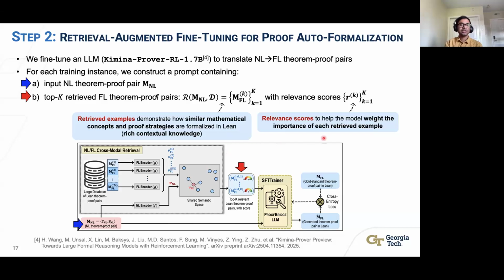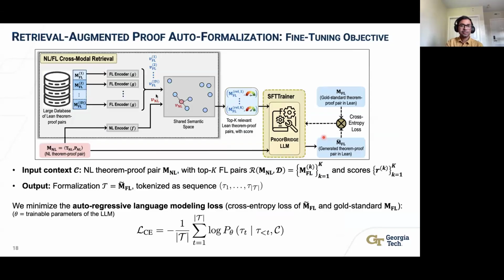The relevance score helps the model weigh the importance of each example, and it can guide it towards better semantic and syntactic correctness. To fine-tune the LLM for retrieval augmented proof auto-formalization, we construct this input context containing the natural language theorem proof pair along with the top K retrieved formal language pairs and the relevance score. The LLM takes these as input and produces a formalization attempt, that is a theorem proof pair in Lean, as the output.